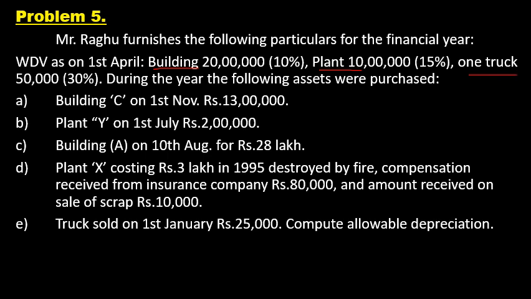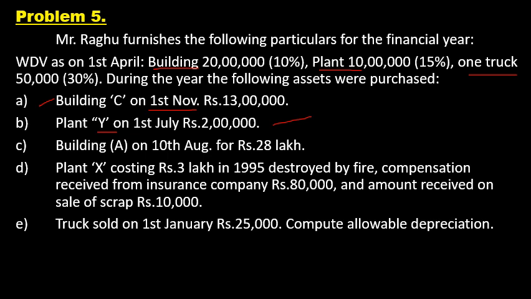Next, during the year, the following assets were purchased in the previous year. The building C on 1st November for rupees 13 lakh. The new building has been purchased and we have to calculate it together with the old building. Next, plant Y on 1st July, 2 lakh. So a new plant has been purchased in the previous year.